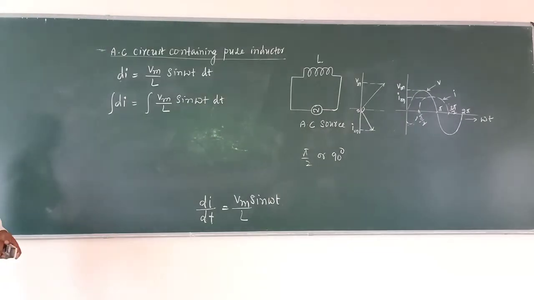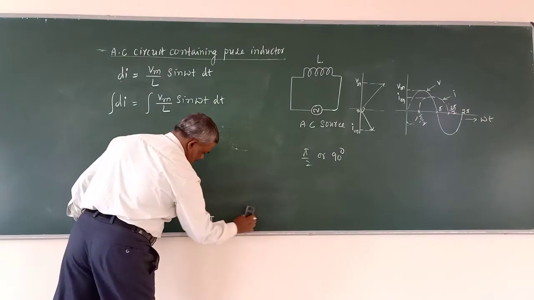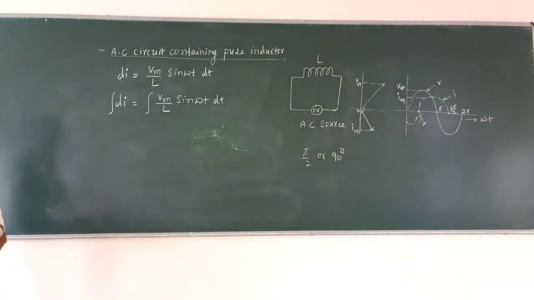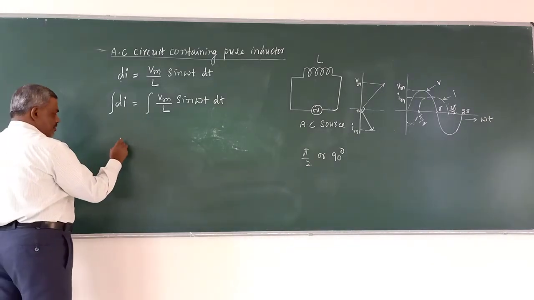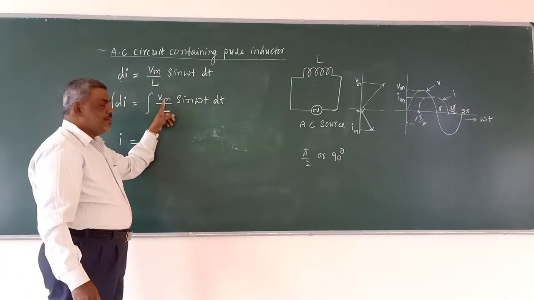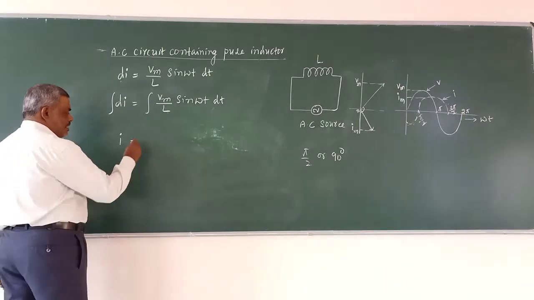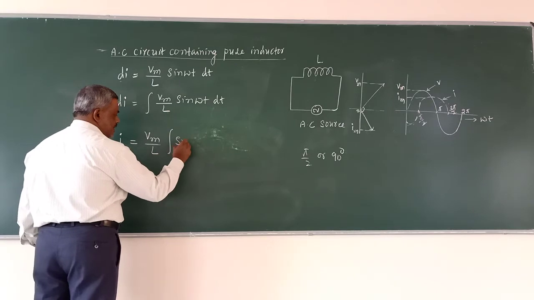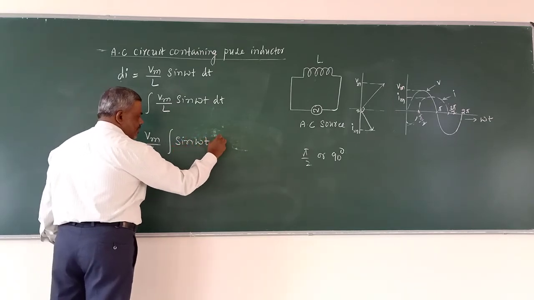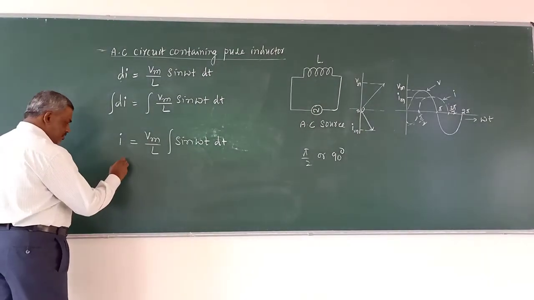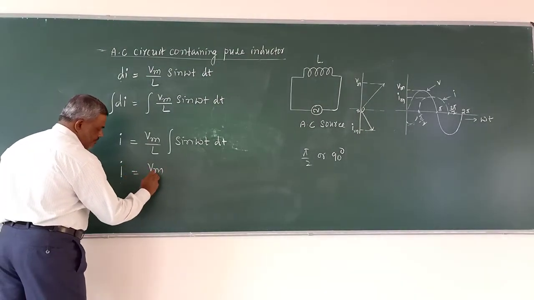On the left side, integral di gives I. Here we differentiate with respect to t. Vm by L is taken outside the integral. So I equals Vm by L integral sin omega t dt.